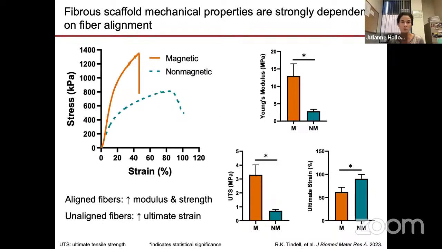The scaffold mechanical properties are also strongly dependent on fiber alignment. And as you would expect, the highly aligned fibers in the magnetic region have a higher Young's modulus and ultimate tensile strength compared to the unaligned fibers. But the unaligned fibers, because they are not aligned, during the testing process can become more aligned. And so that movement allows them to have a higher ultimate strain. So the unaligned fibers had higher ultimate strain compared to the aligned fibers.